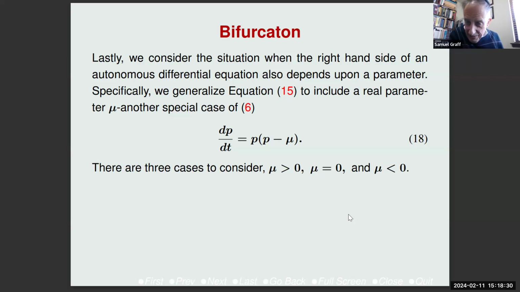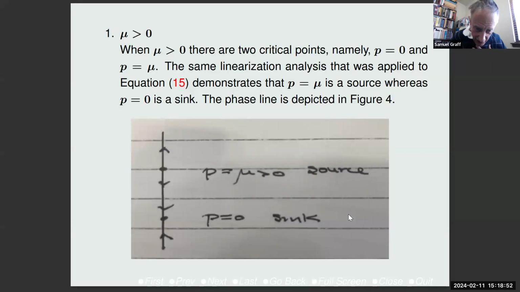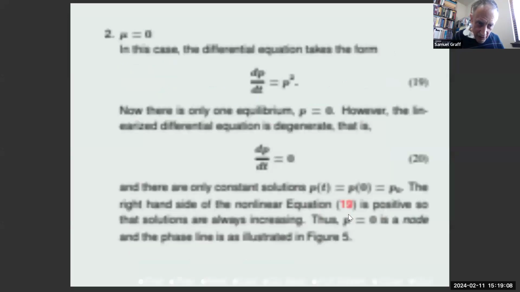And I use the same simple differential equation, dP dt equals P times P minus mu instead of 1, where mu is a parameter. And there are 3 cases that are considered. Mu is either greater than 0, equal to 0, or less than 0. Now, when mu is greater than 0, you get the same behavior on the phase line that you do when mu is equal to 1, which I just discussed earlier. So I move over that quickly.